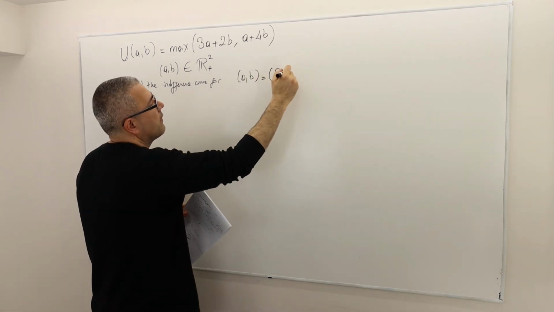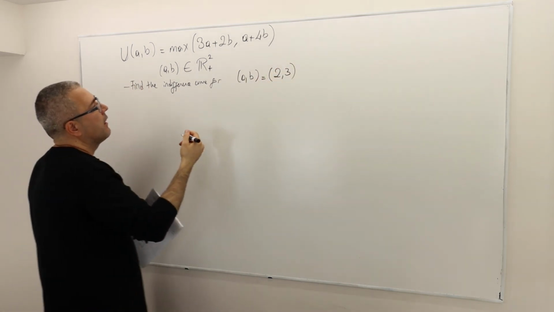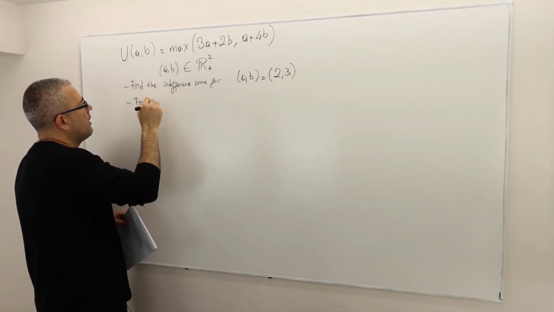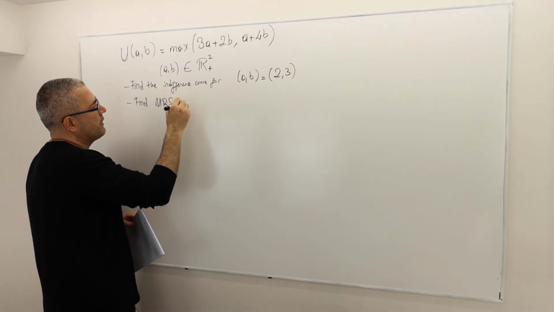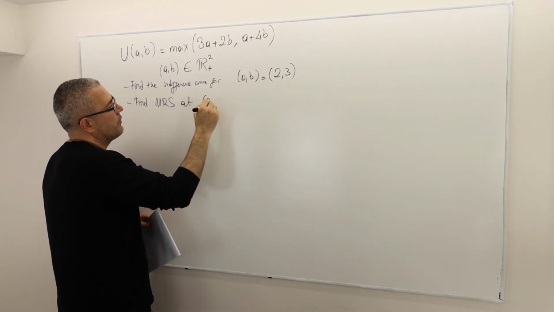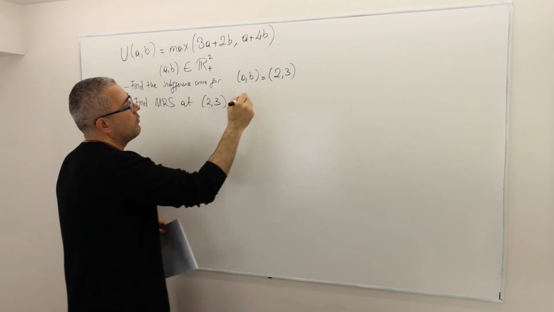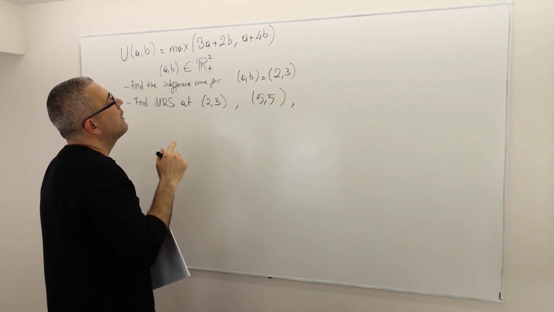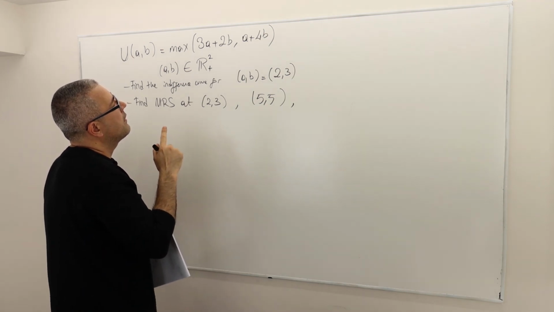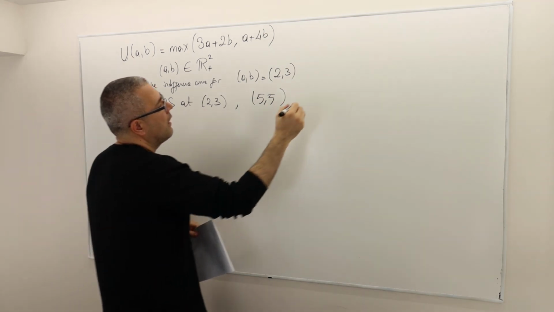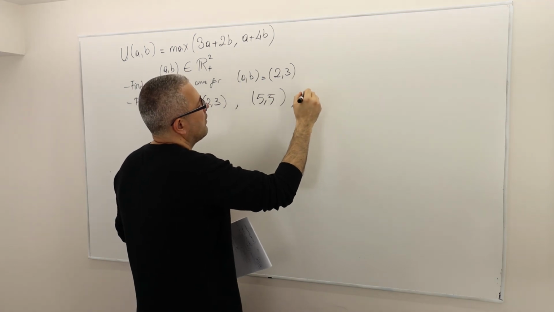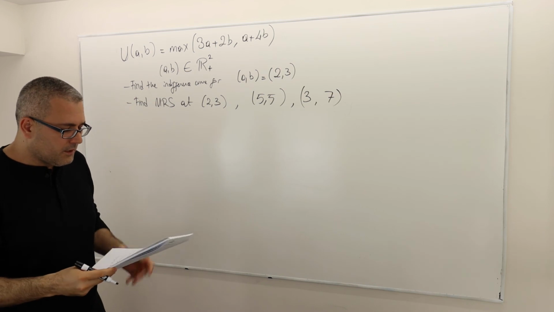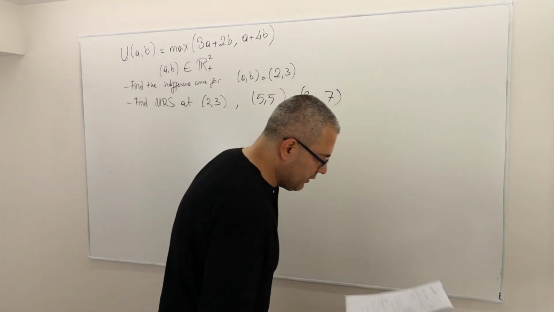(2, 3). And then, for example, find the marginal rate of substitution at (2, 3). And, well, we can make a bunch of other points, (5, 5), for example. (3, 7). Okay? So let's work on this example.